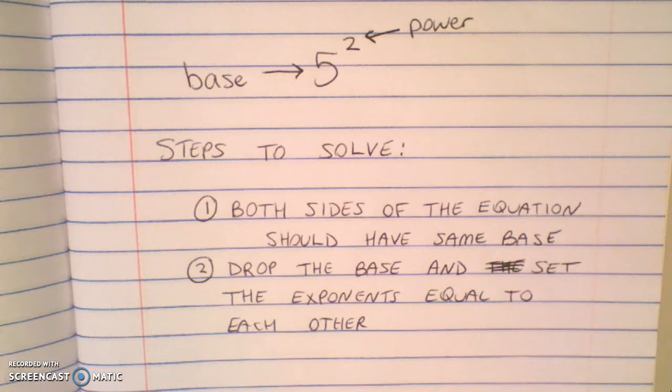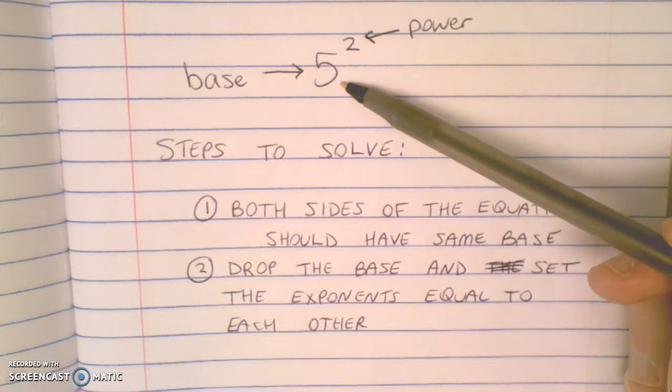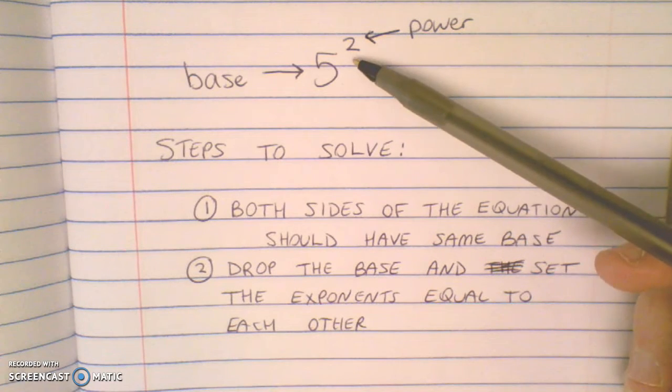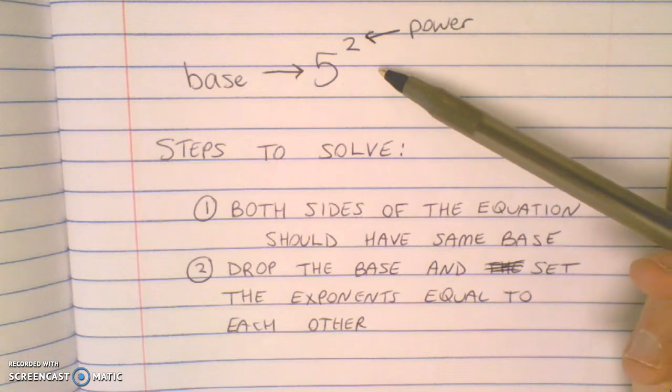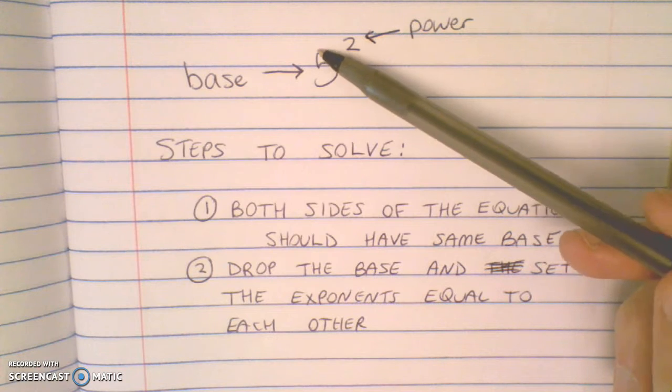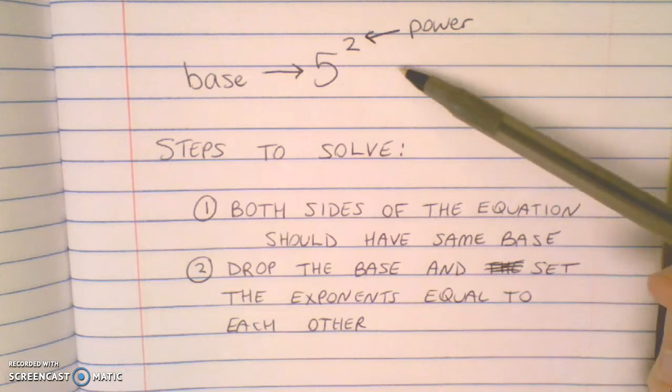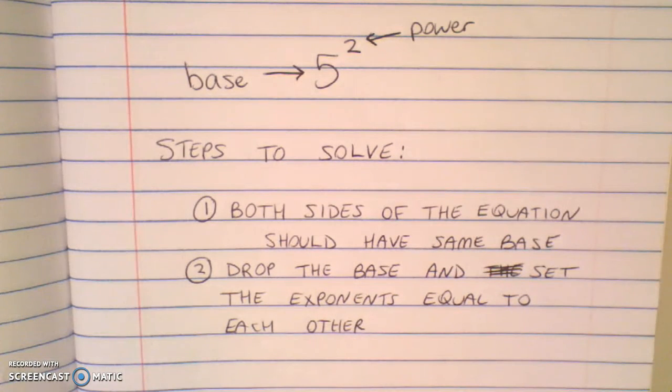So when we're dealing with exponential equations, we're going to have problems that have expressions with exponents in them that are equal to each other. In order to solve them, we want to make sure that the base number, the large number, is the same on both sides of the equation. If it's not, you're going to have to do some changing, and I'll show you how to do that with some of the more complicated examples. If they are the same, then you just drop the bases and set the exponents equal to each other. And that's solving exponential equations.